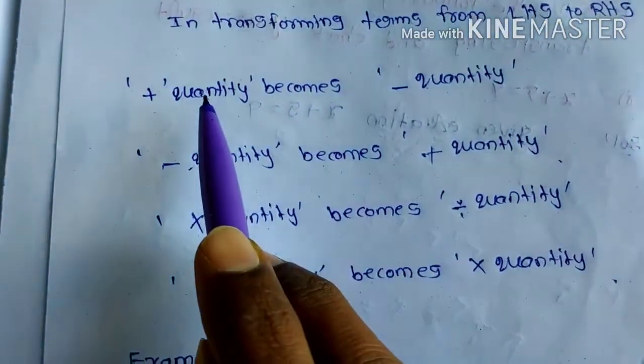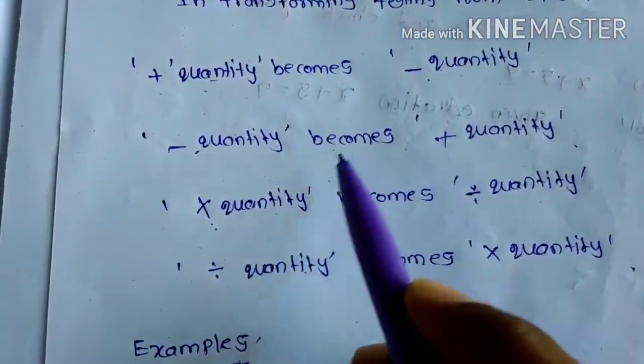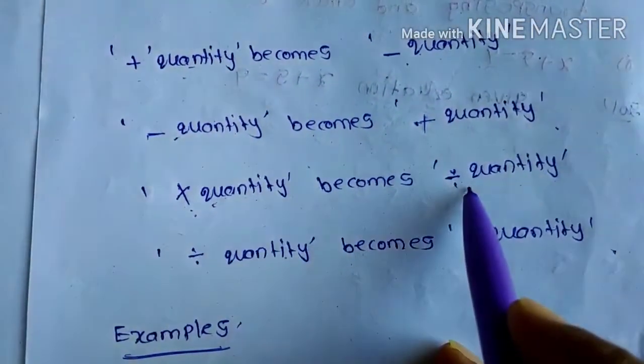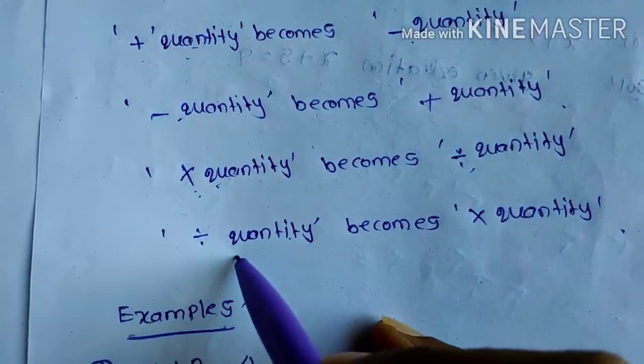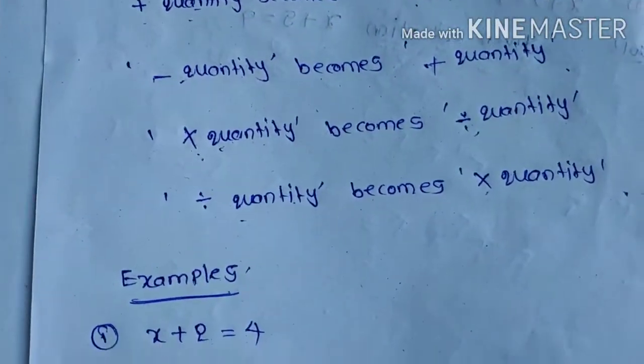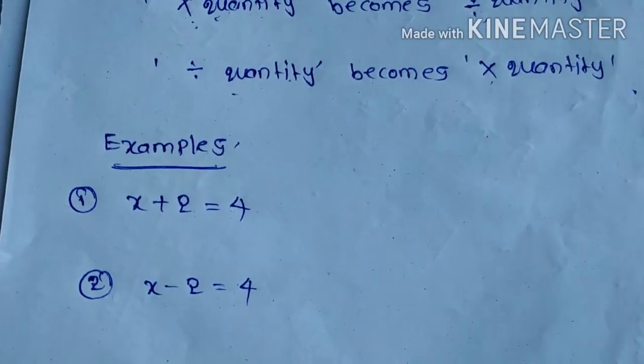Just remember here: plus to minus, minus to plus. If it is multiplication, you can mention it as division. Division will become multiplication. Now you can see examples.